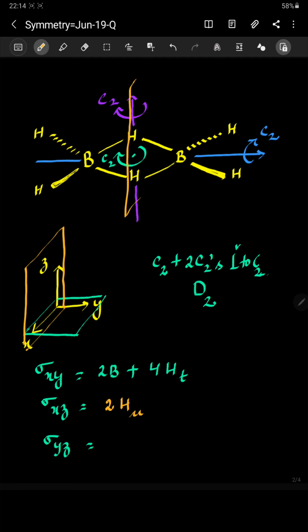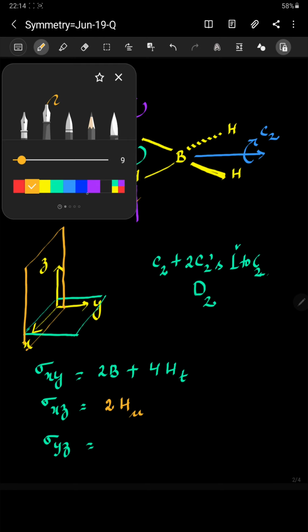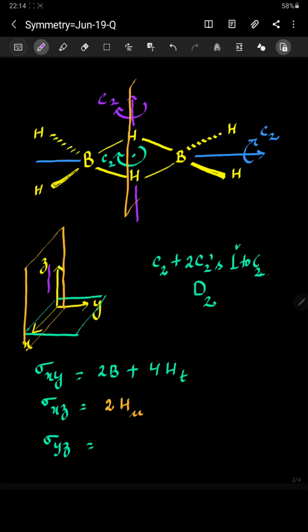And finally, we also have a yz. This is the yz plane. It is the plane of your screen. And that yz would take these 4 atoms. So it would take 2 borons, and it would also take 2 hydrogens that are bridging. Now I have provided you all the 3 planes. You can later on imagine which atoms these planes are passing through.